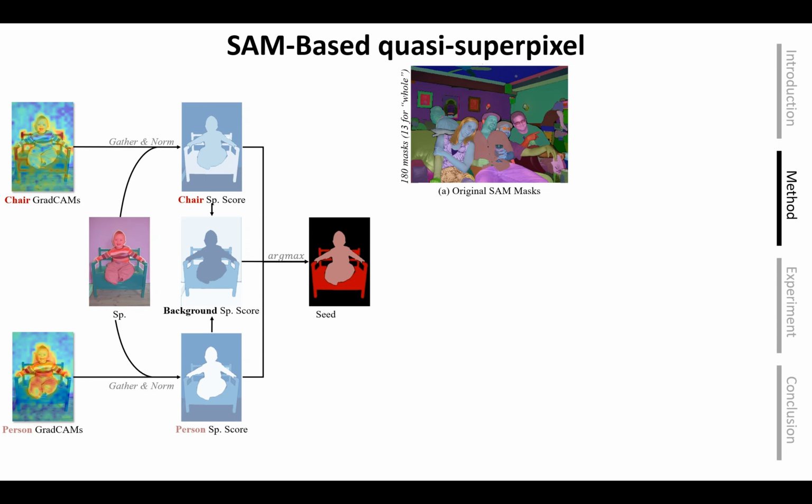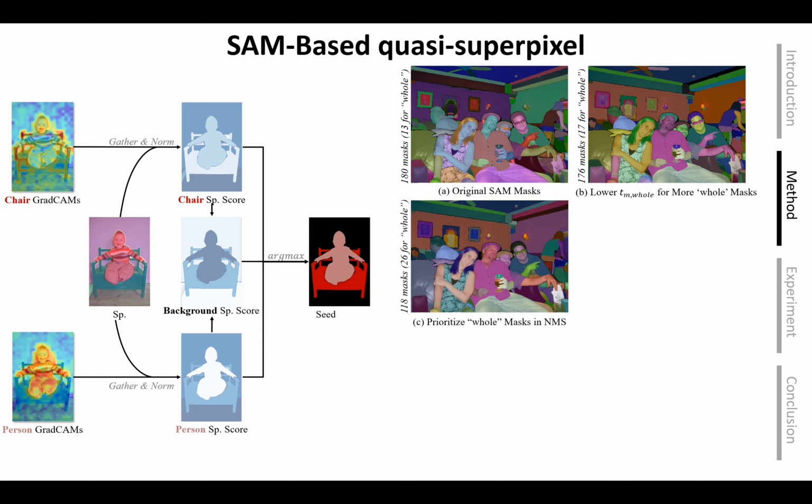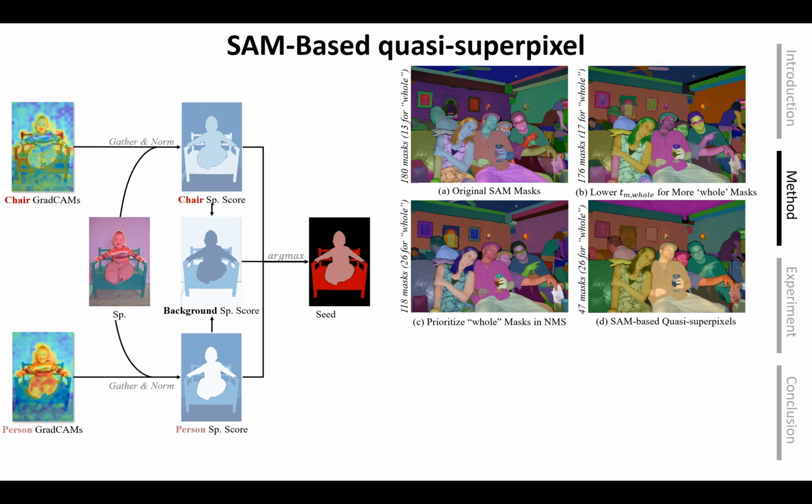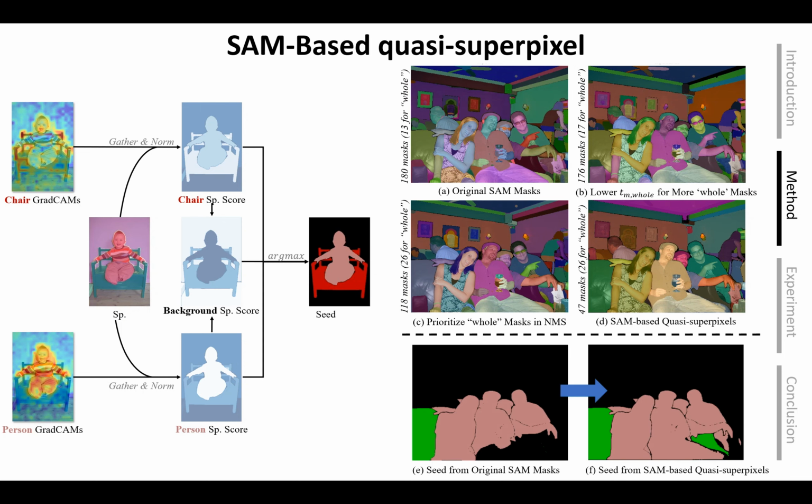We modify the mask generation pipeline of SAM as follows to get quasi-superpixels. First, we set a lower confidence threshold to retrieve more masks at the whole level. Second, during non-maximal suppression, we prioritize the selection of whole-level masks. Third, we design a simple filter and apply it to the masks retained after NMS to further reduce overlap. The filter follows a preference order of whole, part, and subpart. Our SAM-based quasi-superpixels can generate more complete and precise segmentation seeds.